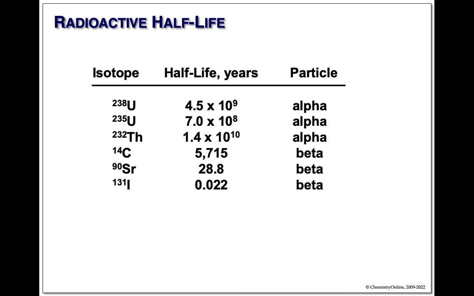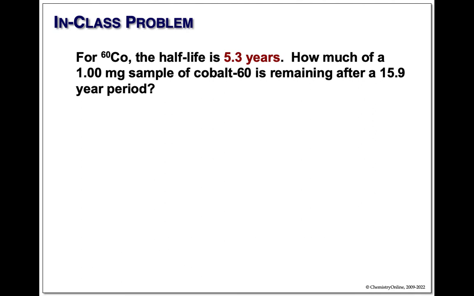All right. Let's do a half-life problem. Cobalt-60. It's a beta emitter. Very energetic, used in nuclear medicine. Half-life of 5.3 years. I tell you that I go into the cabinet in the back room here and I find a 1 milligram sample. All right. After 15.9 years, what's left?